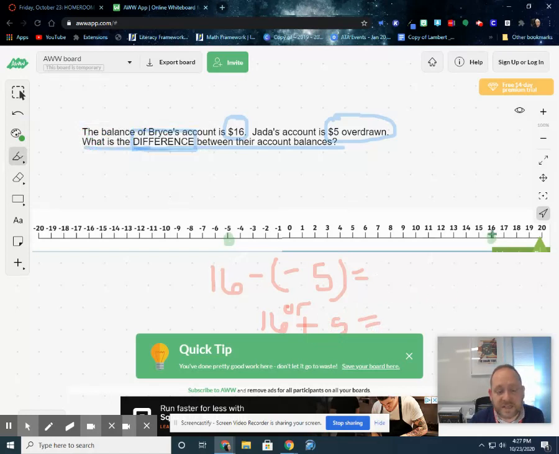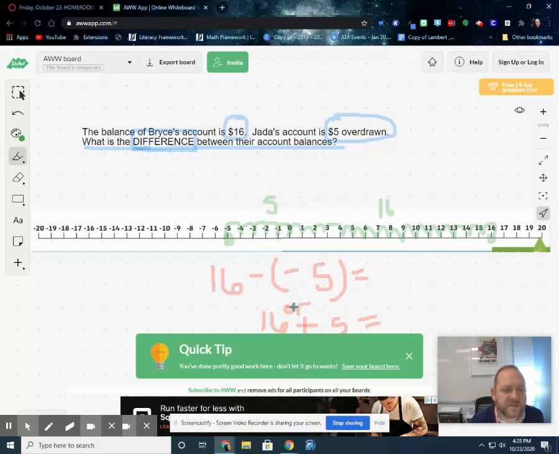So in order to get from 16 over to here, we're first going to need to go to 0. So 1, 2, 3, 4, 5, 6, 7, 8, 9, 10, 11, 12, 13, 14, 15. There's 16 on this side. So I'm going to write that down just so I can remember. Hey, look, it's the same numbers we've got here. And then I'm going to go on to my negative 5. So there's 1, 2, 3, 4, 5 spaces.